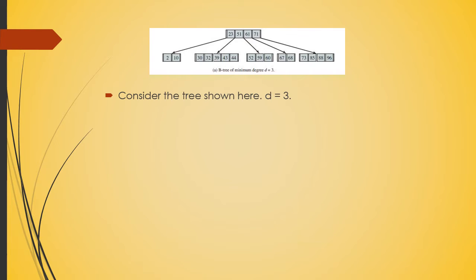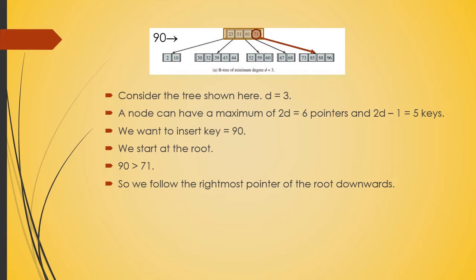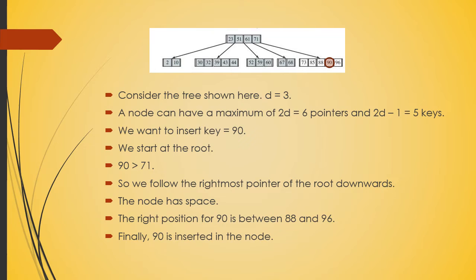Consider the tree shown here. D equals 3. A node can have a maximum of 2D, that is 6 pointers, and 2D minus 1, that is 5 keys. We want to insert 90 as a key in this tree. We start at the root. 90 is greater than 71, so we follow the rightmost pointer of the root downwards. The node has space. The right position for 90 is between 88 and 96. Finally, 90 is inserted in the node.